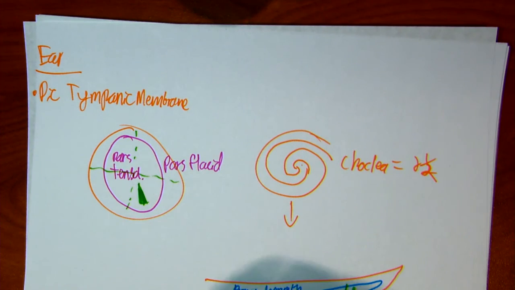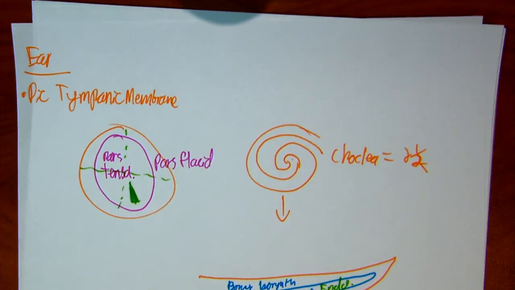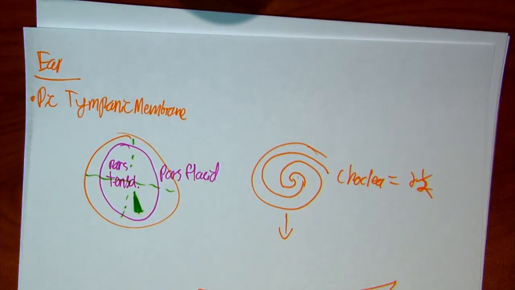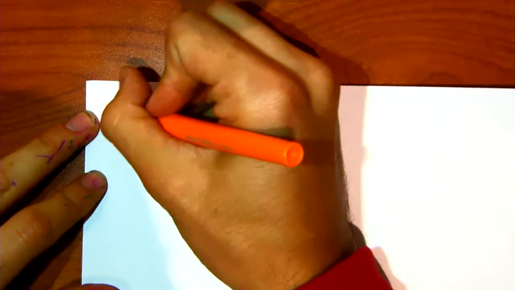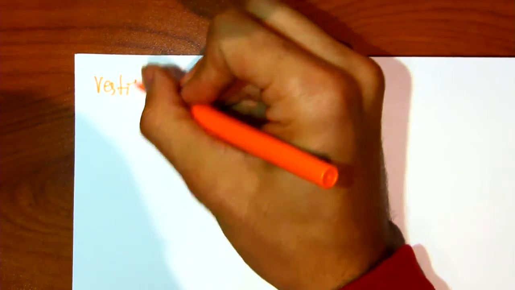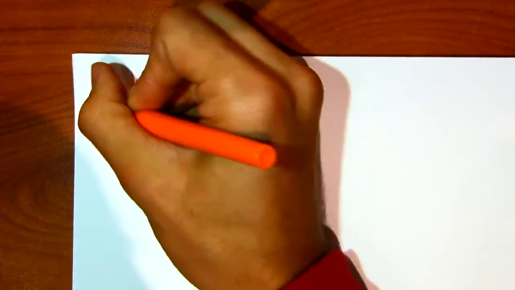We've got a couple minutes left. Are you guys good on this so far? Good. This was mainly the cochlear system. We're going to talk a little bit about the vestibular system.